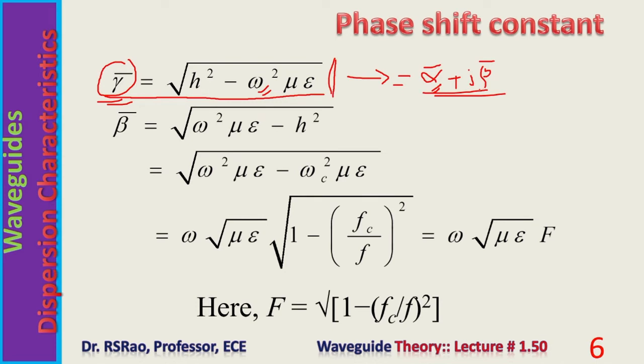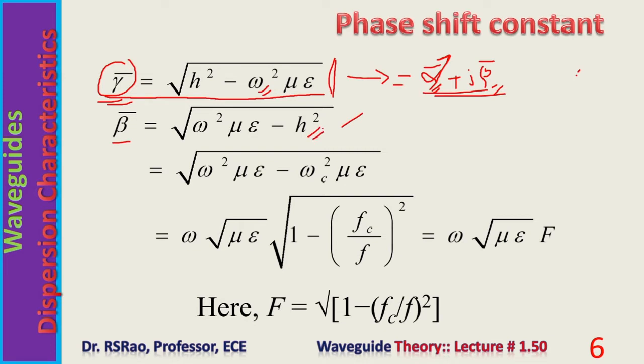Now, we are considering wave journey inside the guide. Therefore, the wave is traveling, so beta is not 0. So alpha is 0. In the present case, as we are considering a wave already inside the guide, alpha is 0, so gamma is j beta. From this, beta can be found. So beta is the square root of omega square mu epsilon minus h square. Here h is called the cutoff wave number.